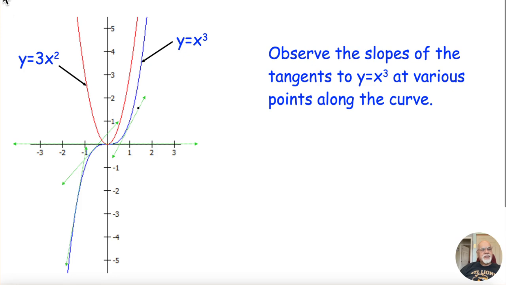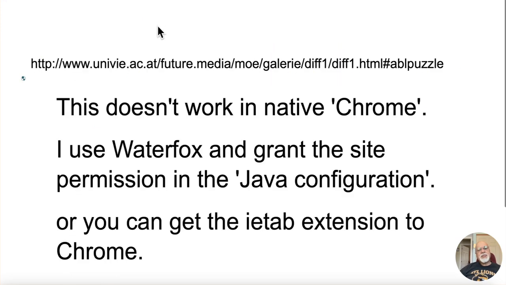All right. This next website may or may not work for you. It doesn't work in native Chrome, so I use Waterfox and grant the site permission in the Java configuration because it's a Java applet. Or you could get the IE tab extension to Chrome.